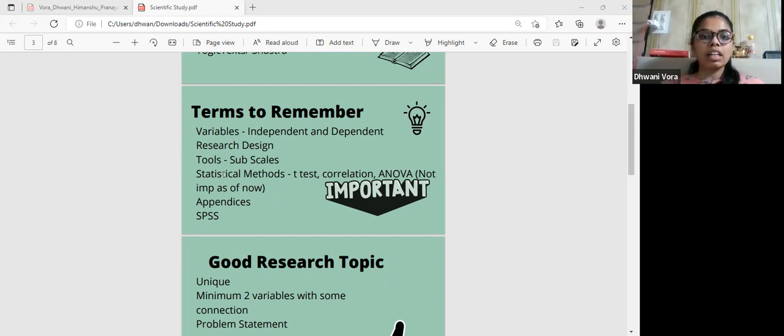Okay, now the statistical methods are not important as of now, but just keep these little terms in mind, because next year if you are doing an experimental research for running the stats, you will have to do it. One is t-test, another is correlation, and the third is ANOVA, which is analysis of variance. Just remember them if you want to. If not, let it go.